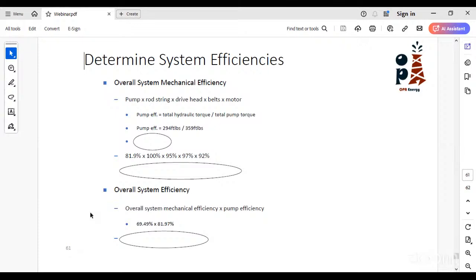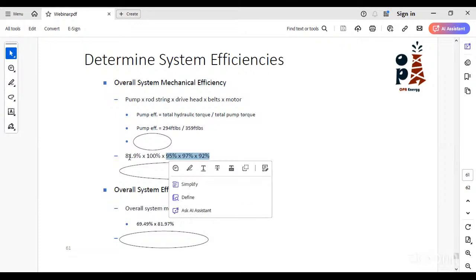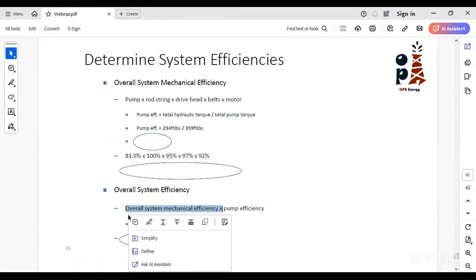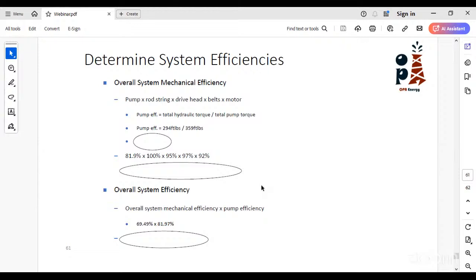You can get it all from the given data. We have been given all data from the given data slide. And to calculate the overall system efficiency, you can multiply the pump efficiency by the overall system efficiency that you have calculated just before. Now you can get overall system efficiency of your system.